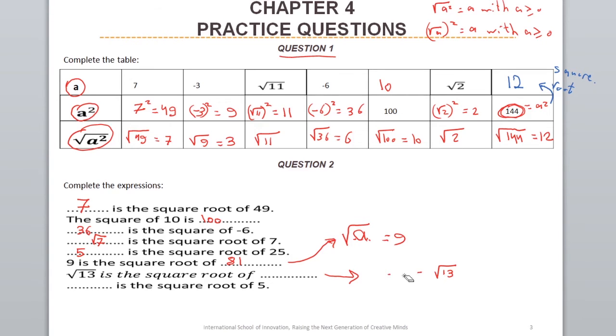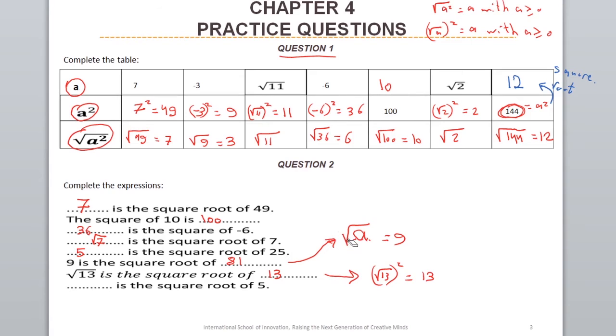So what should you do to find it? I'll go back to 9 to explain it more. 9 is the square root of 81, because I took 81 and did 9 times 9. Same here. Radical 13 is the square root of what? To find this number, I should do radical 13 squared. Radical 13 squared is equal to 13. So radical 13 is the square root of 13. I explained it in different ways just to understand it more.